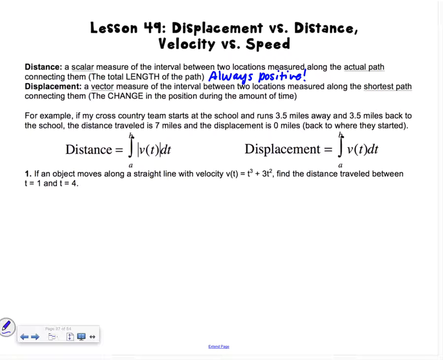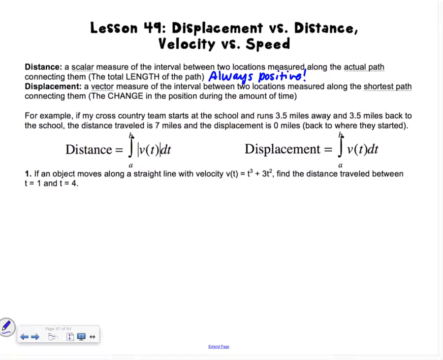The best thing that I always have found is to talk about my cross-country team. I've told you this before. If my cross-country team runs out 3 miles and comes back 3 miles, they've covered a total distance of 6 miles, because they've gone positive 3 and then the negative 3 in absolute value is another positive 3. So it's going to be a total of 6. But their displacement, how much they've moved from the starting position, ends up being 0, which they don't like when I say that their displacement is 0. I think they would like to hear that they ran 6 miles, right? So that's the basic example if you guys think about that.